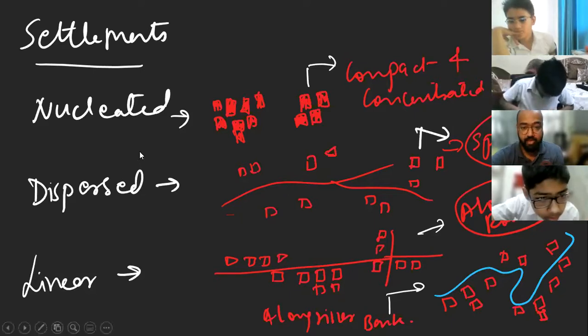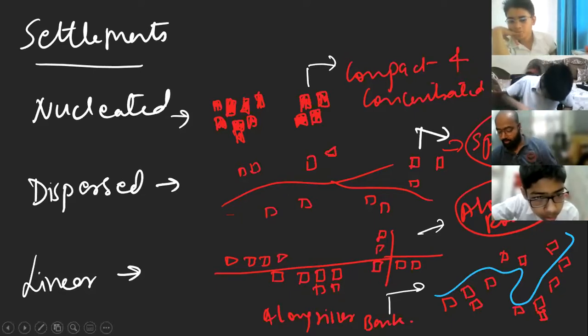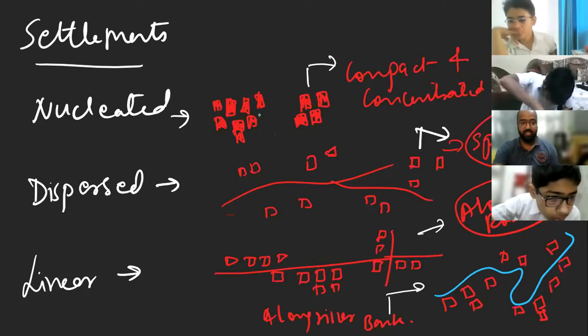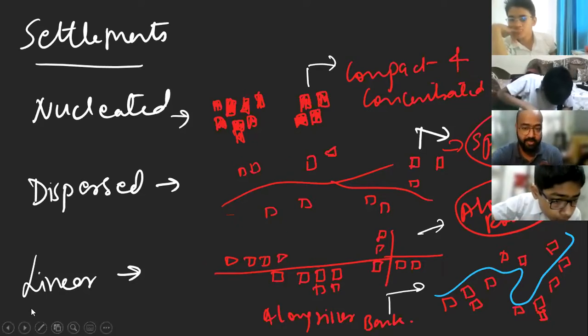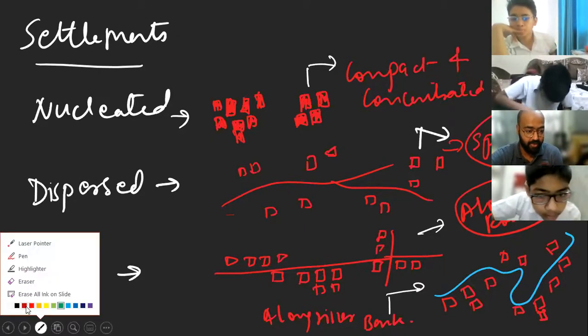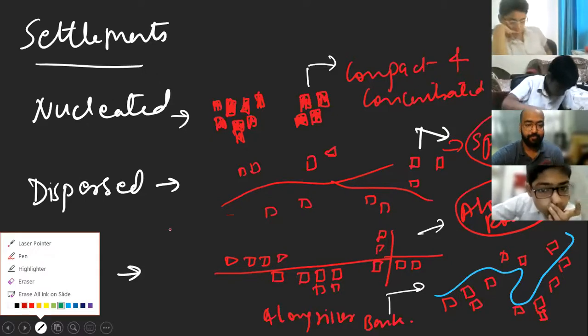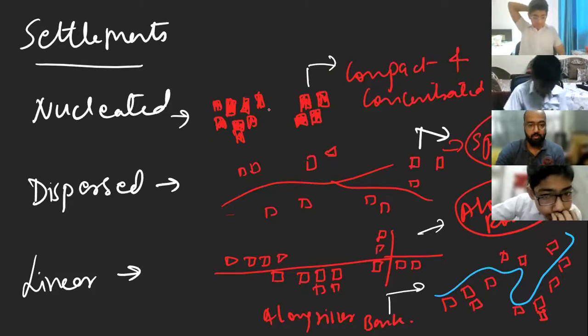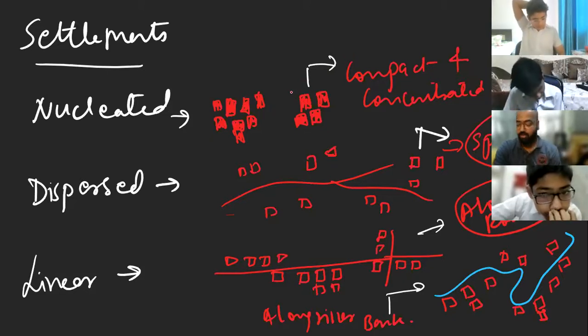The first one is nucleated. Even if you check it in your book on page number 12, on the right hand side, the diagram is made. You can see these are very closely spaced, compact and concentrated over one area. Can you see that? They are all concentrated over a small area. See how little space there is. So this is called nucleated.